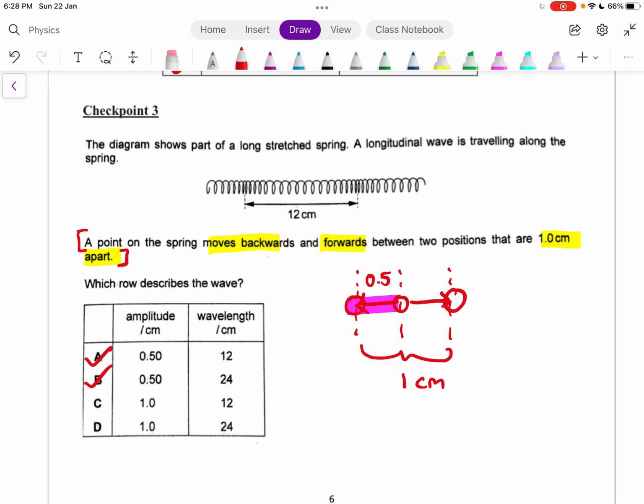So what about the wavelength? By looking at the picture, this will be compression, this will be compression also, and of course the middle is the rarefaction. So the wavelength will be 12 centimeter. So the answer will be A for Argentina.